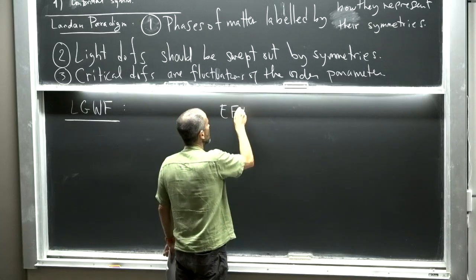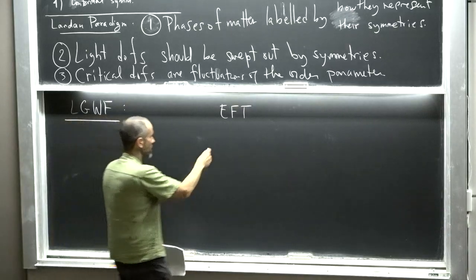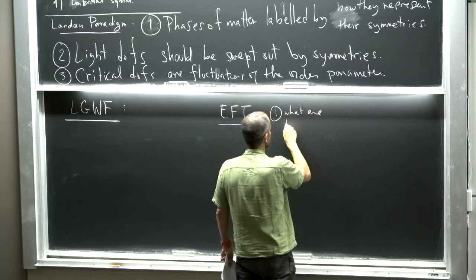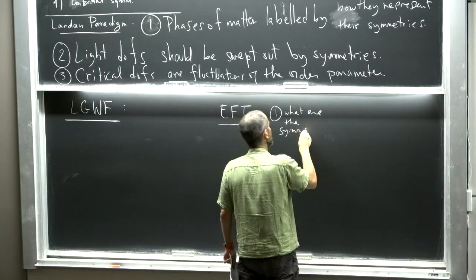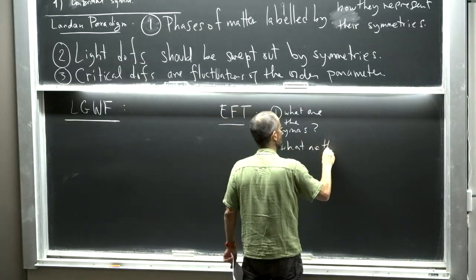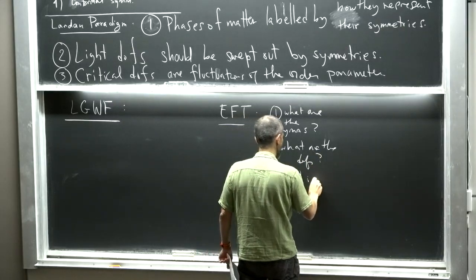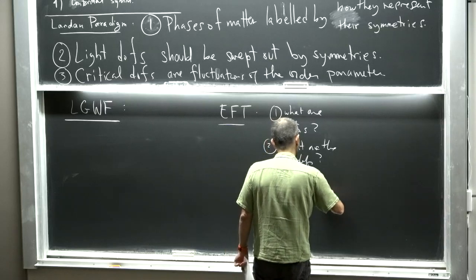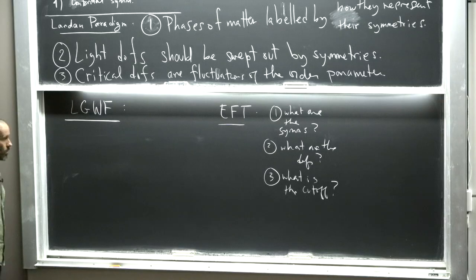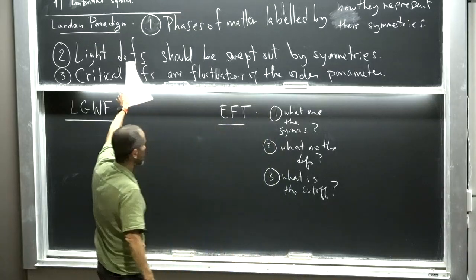And recall that effective field theory is something that you can do by filling out a survey. And here's the survey, it has 3 questions. The first question is, what are the symmetries? The second question is, what are the degrees of freedom? And the third question is, what is the cutoff? And if you answer these 3 questions, Ken Wilson will tell you what your Lagrangian is. And the idea is that using these 3 principles, we can answer these 3 questions.